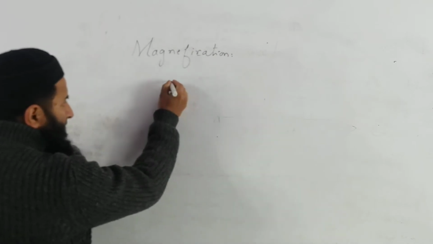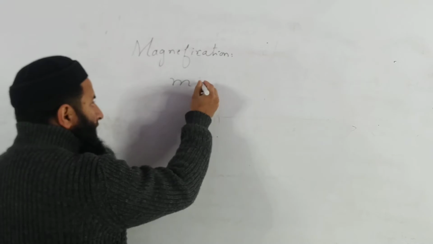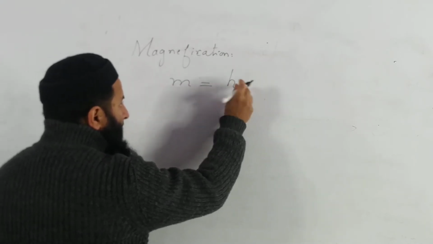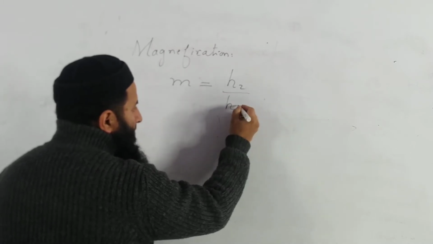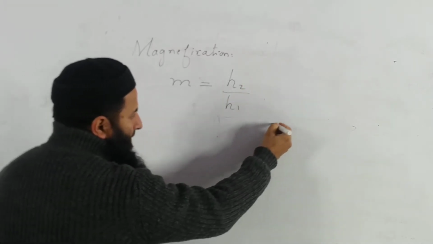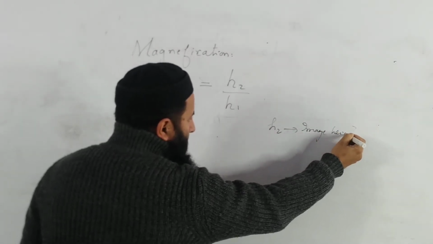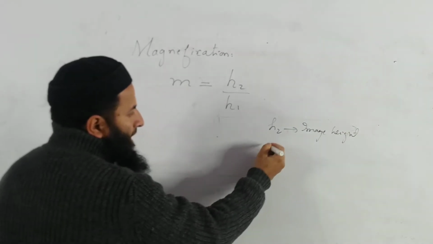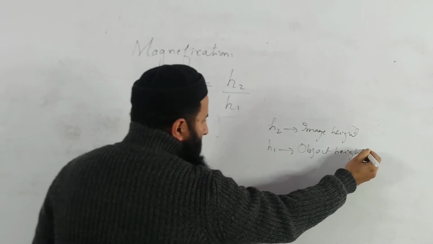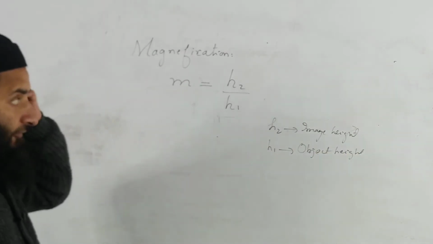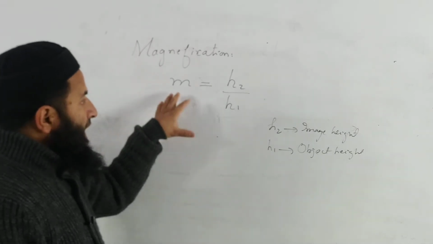This magnification is represented by small m. And small m is calculated by taking the ratio of the height of the image upon the height of the object. h2 upon h1. h2 is the image height. h1 is the object height. If we take the ratio of the height of the image and the height of the object, we will get the value of m.